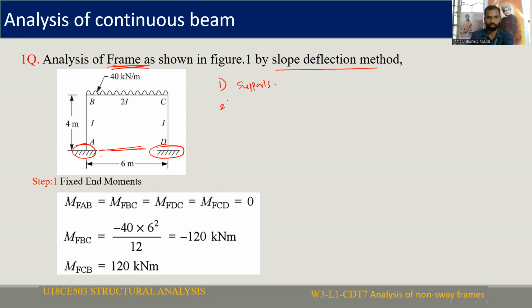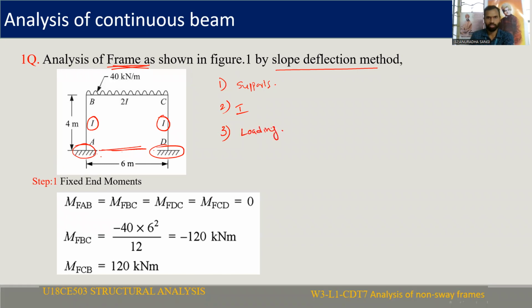The second one is related to the moment of inertia of the columns. If the moment of inertia of the first column and the second column is the same, that means this is a non-sway frame. If it is different, then sway is possible. And the third one is related to loading, symmetrical loading.